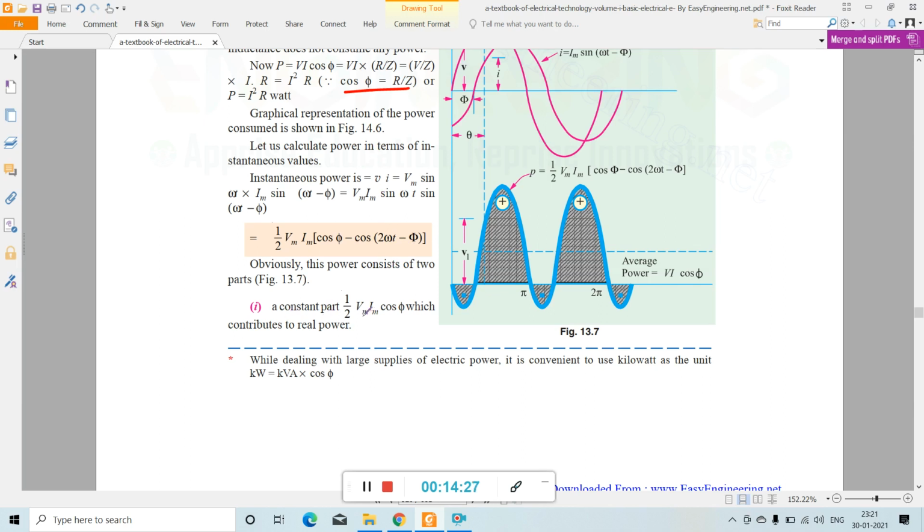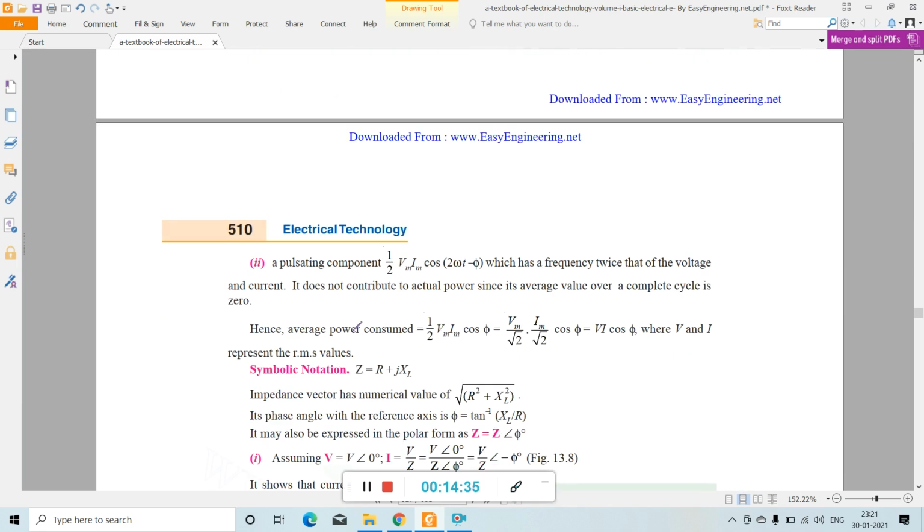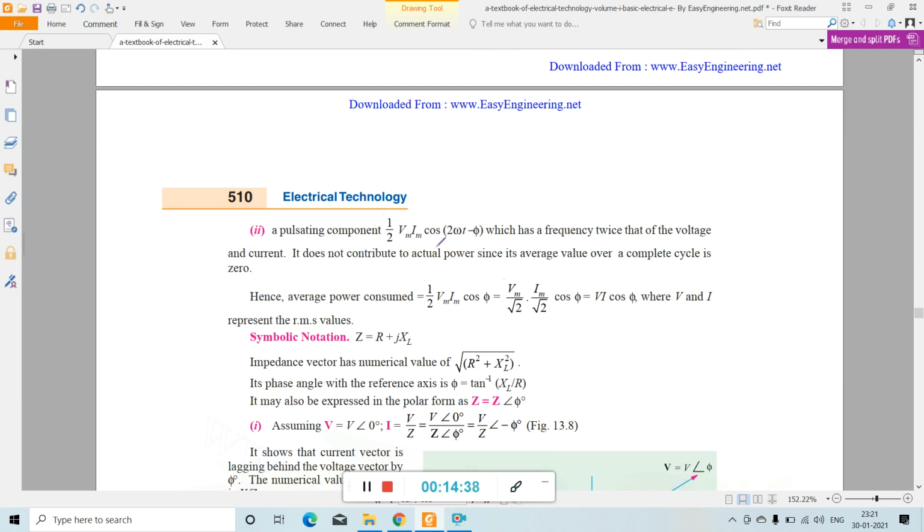A constant part, that is half Vm Im cos phi, which contributes to real power. And a pulsating component, half Vm Im cos (2 omega t minus phi), which has frequency twice that of the voltage and current. So it does not contribute to actual power since its average value over a complete cycle is 0. So the average power consumed is half Vm Im cos phi. It can also be written as Vm by root 2 into Im by root 2 cos phi. So this is capital V and capital I cos phi, where V and I are the RMS values.